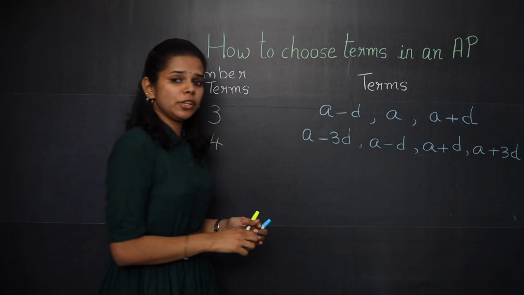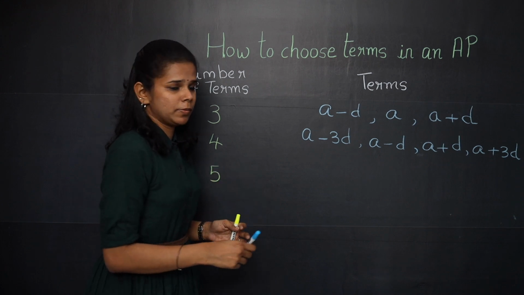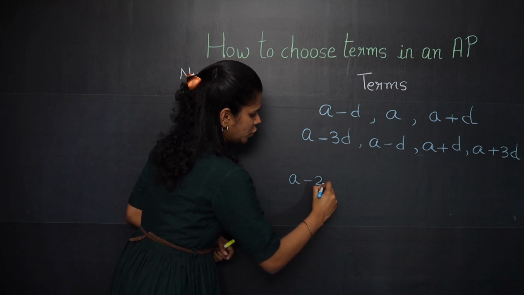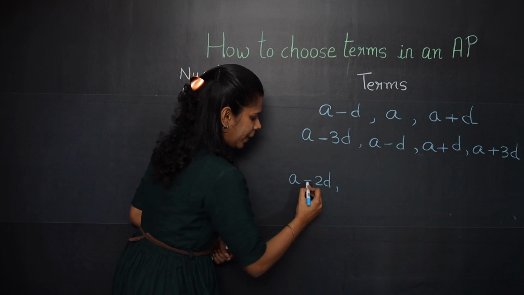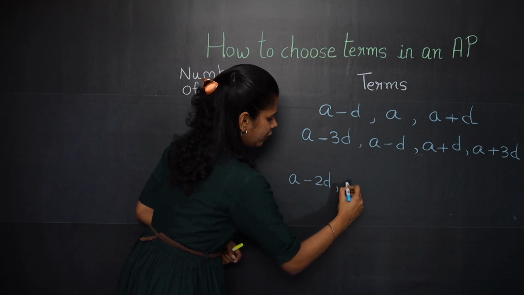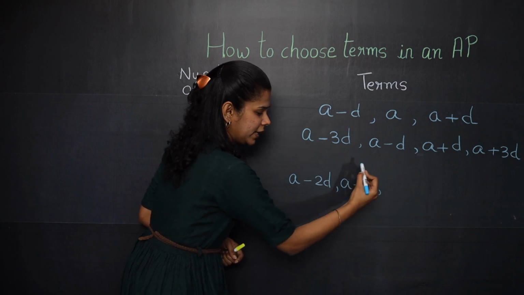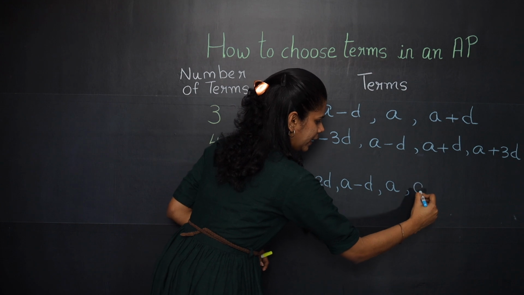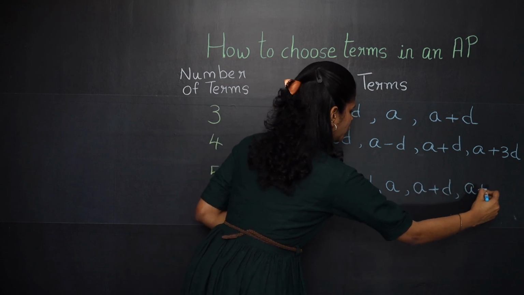Now in the case of 5 terms, we are going to take terms like a minus 2d, here the common difference is d. So a minus 2d plus d will give you a minus d, comma, a minus d plus d will give you a, and then a plus d and a plus 2d.